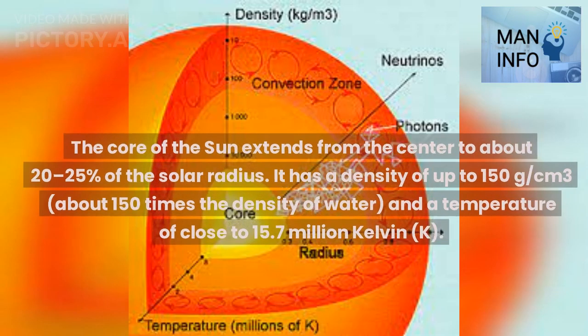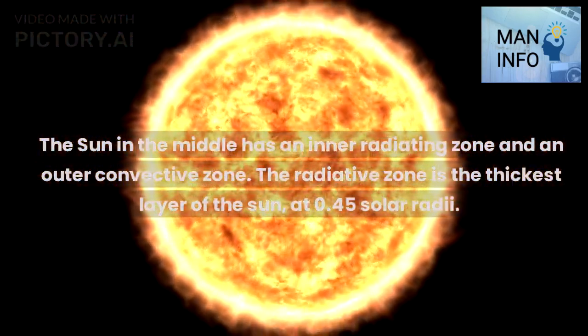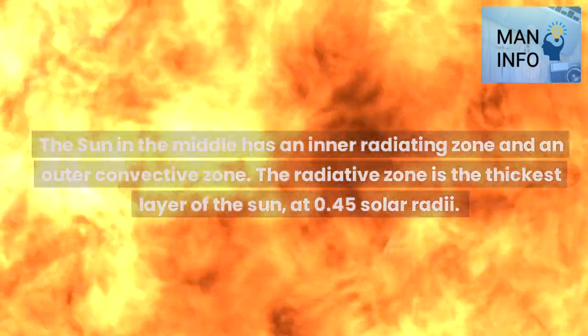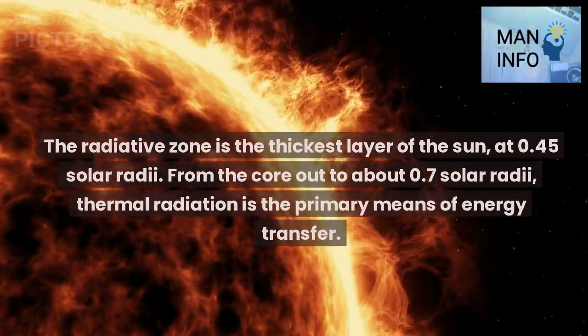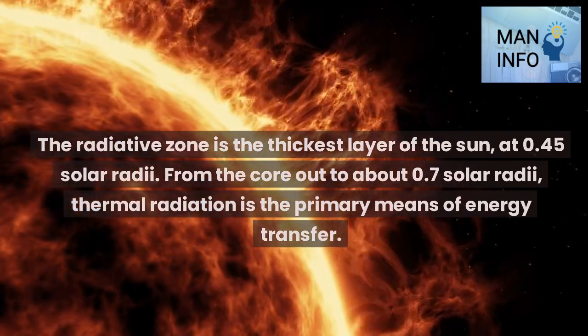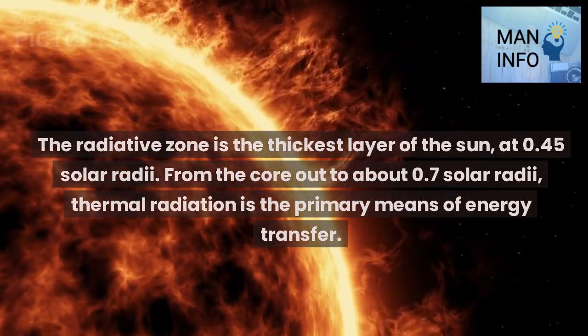Structure and fusion. Core. The core of the Sun extends from the center to about 20 to 25% of the solar radius. It has a density of up to 150 grams per cc, about 150 times the density of water, and a temperature of close to 15.7 million Kelvin, K. Radiative zone. The Sun in the middle has an inner radiating zone and an outer convective zone. The radiative zone is the thickest layer of the Sun, at 0.45 solar radii. From the core out to about 0.7 solar radii, thermal radiation is the primary means of energy transfer.